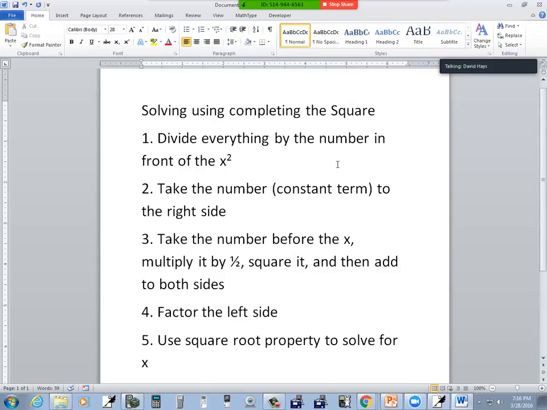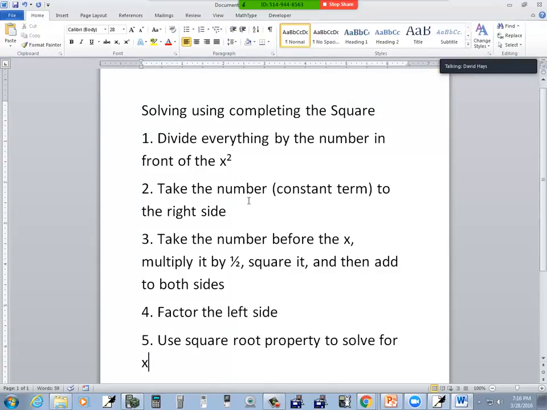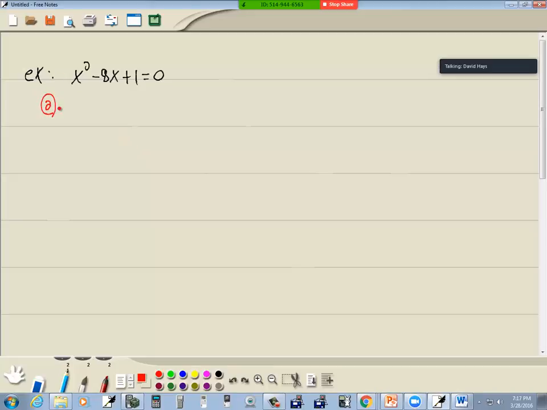Step 1, divide everything by the number in front of the x squared. There is no number in front of x squared. Step 2, take the number of the constant term to the right side. So we've got x squared minus 8x, and I'll take the 1 over to the right side and it becomes a negative 1.